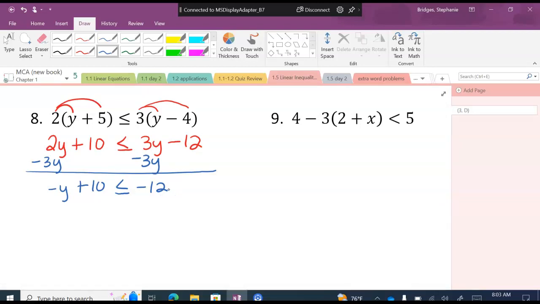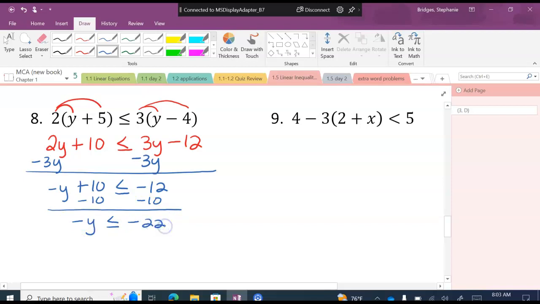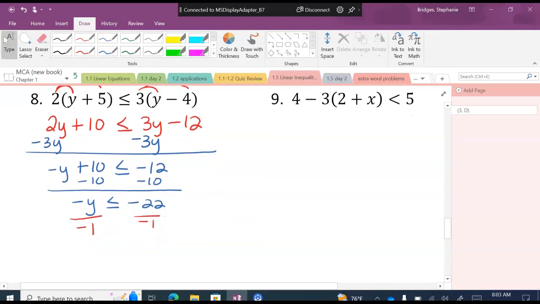And so then I'm going to subtract my 10 over. So I get negative y is less than or equal to negative 22. Then what would I have to do? Divide through by negative 1, right? And when I divide by a negative, what do I do with that inequality? Flip it. And so I get y is greater than or equal to 22.